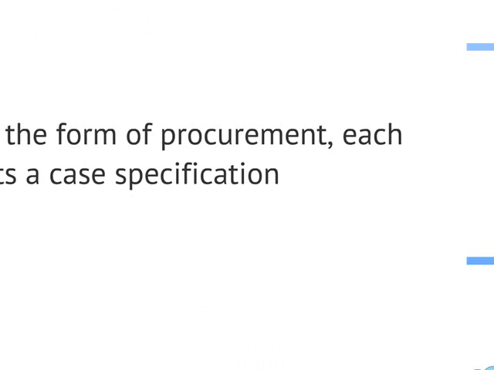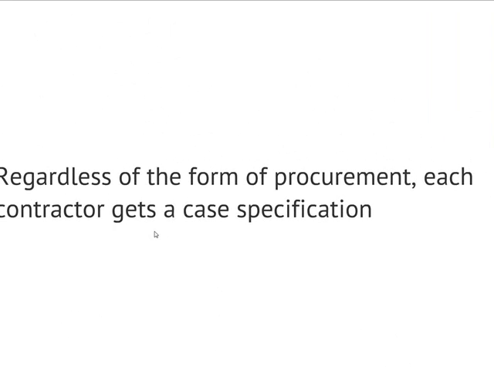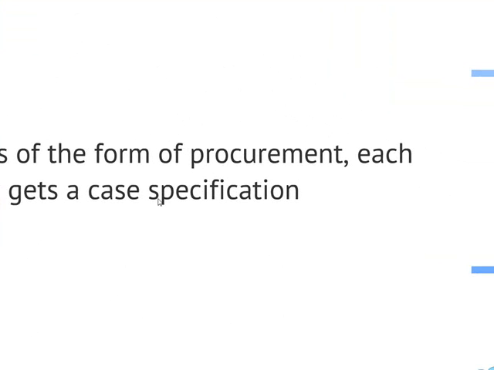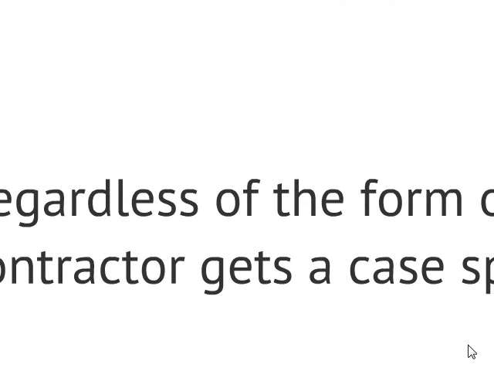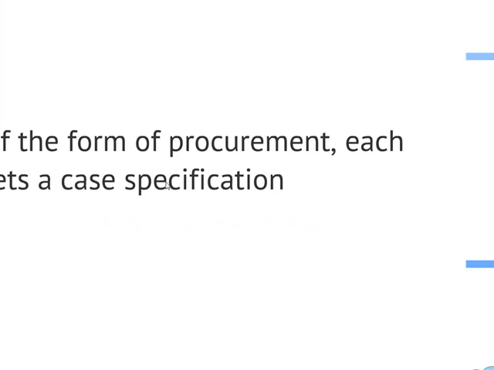Regardless of the procurement form, i.e. main contracting or individual trade contracts, each contractor gets a case specification. In the case of main contractors, there's only one contractor, the main contractor. In case of individual trade contracts, there are several contractors, so each of those contractors gets a case specification, which is the same for all the contractors. It's simply orientation.